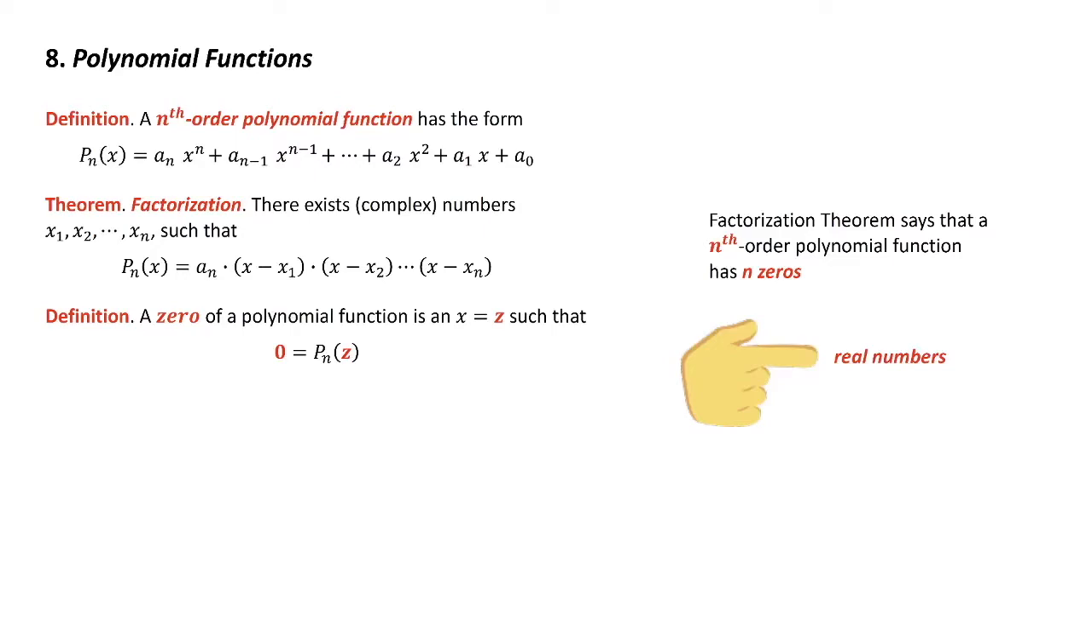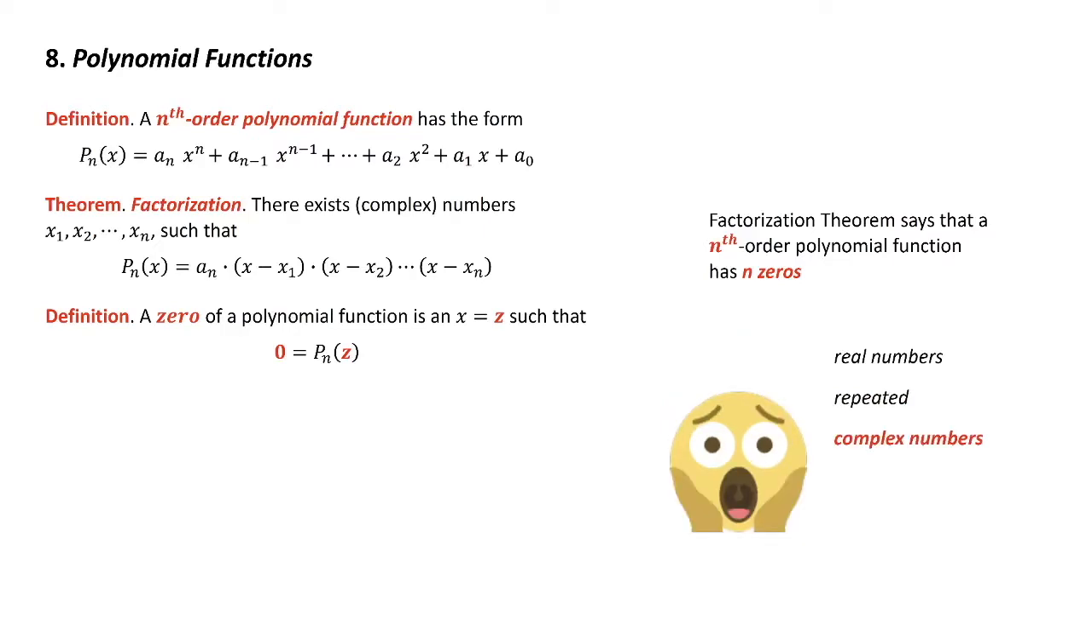The caveat is that these can be real numbers. They can be repeated, so you could have 1 being a zero twice. They can be repeated. Or they can be complex numbers. In fact, this is where complex numbers really made their appearance, so that you can say an nth order polynomial has n zeros, if you allow complex numbers. It's a nice clean expression. And that was the motivation for complex numbers. So an nth order polynomial always has n zeros. They could be complex.